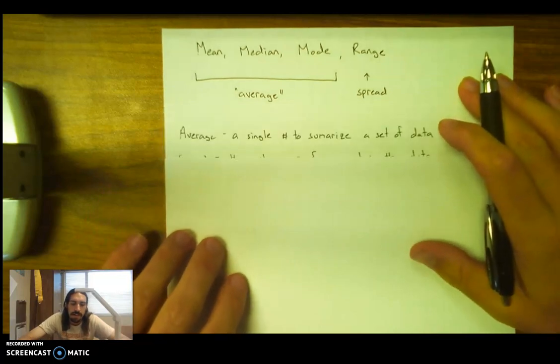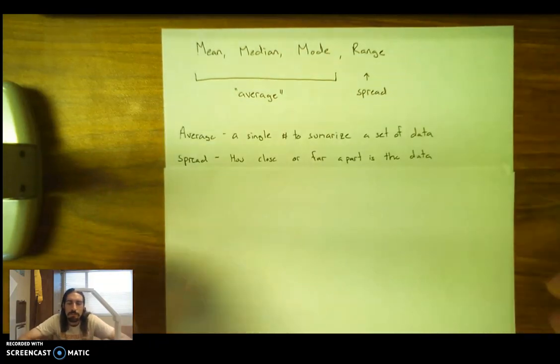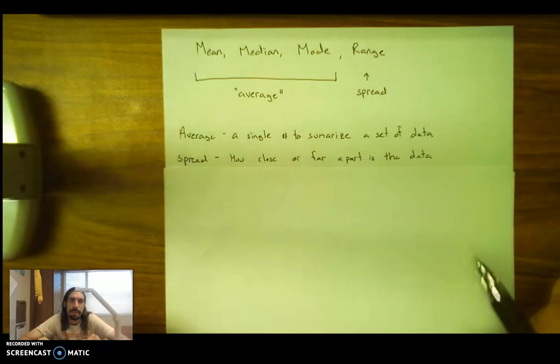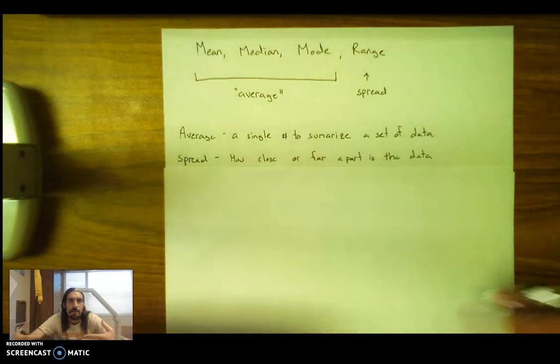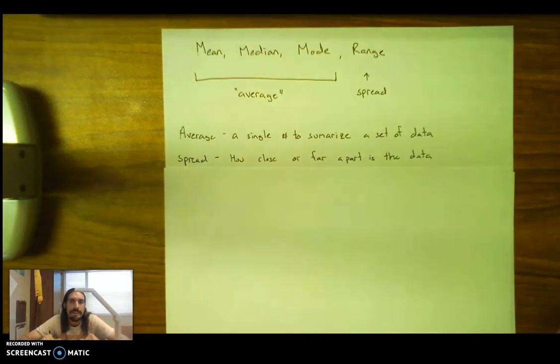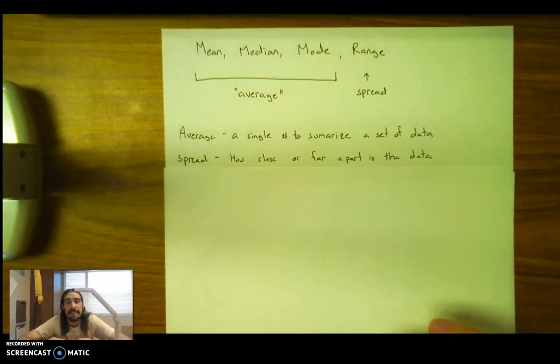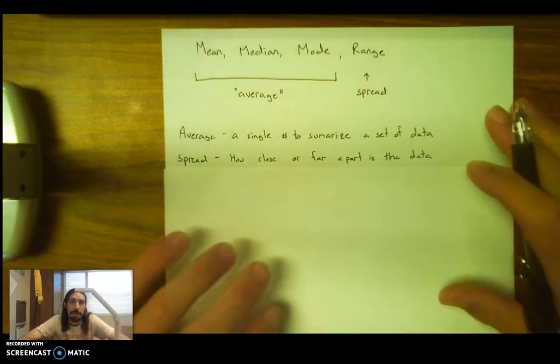To clarify, average is any single number used to summarize a set of data. So you've got a whole bunch of values and you're trying to come up with a single number to represent that information. That is what is meant by an average. Spread is how close or far apart the data is. There could be instances where the average is the same, but there is a difference in the data in that the individual data points might be very close together or might be very far apart.